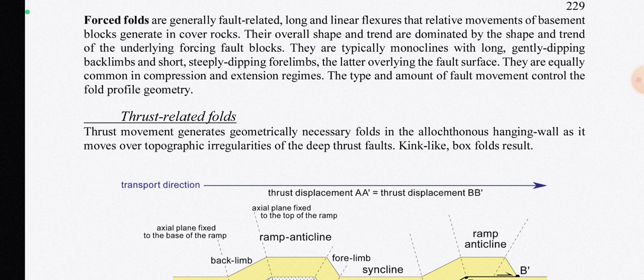that relative movements of basement blocks generate in cover rocks. Their overall shape and trend are dominated by the shape and trend of the underlying forcing fault blocks. They are typically monoclines with long, gently dipping back limbs and short, steeply dipping forelimbs, the latter overlying the fault surface. They are equally common in compression and extension regimes. The type and amount of fault movement control the fault profile geometry.